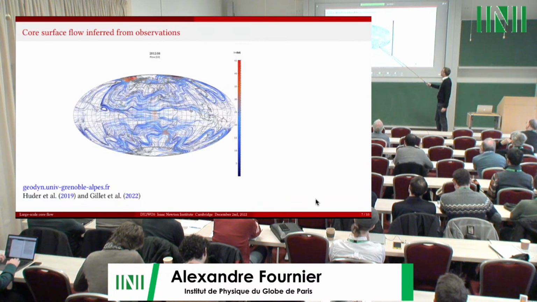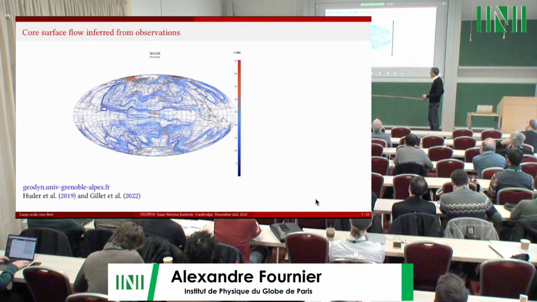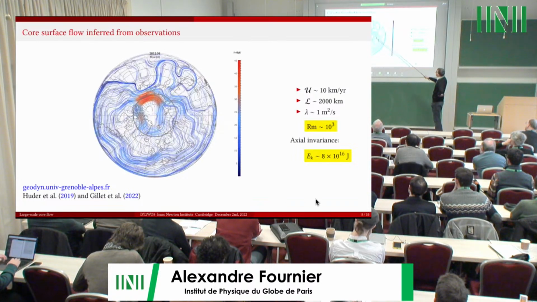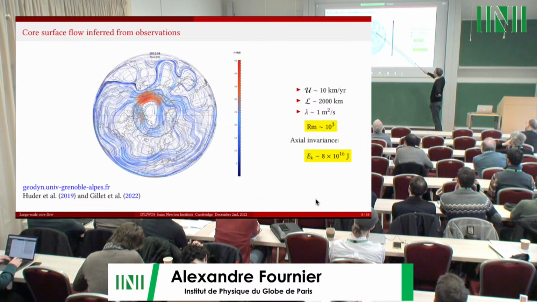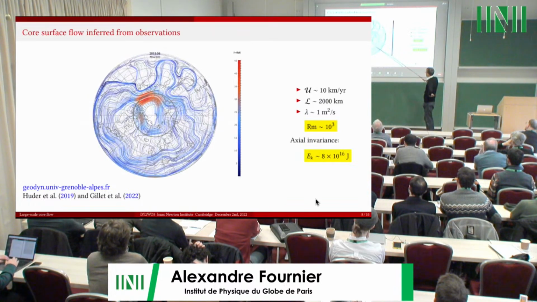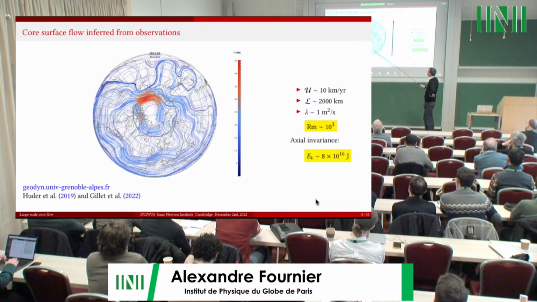So if you want to look at this patch in more detail, you can draw the same map, but looking down from the North Pole. And so you see that the large-scale flow in 2012 at the top of the core takes the form of this large-scale eccentric gyre that we heard about many times this week.